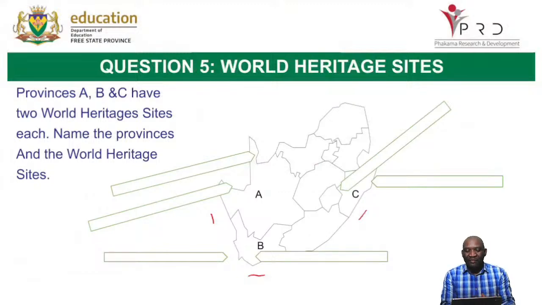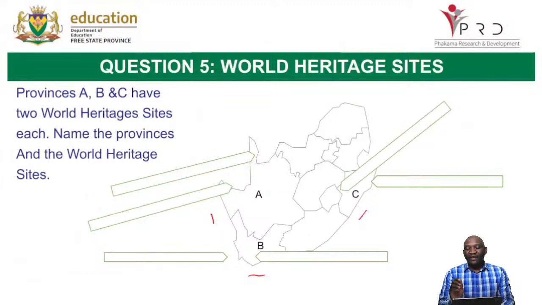If we're able to remember these 6 heritage sites, including the location as well, it will be easier for us to actually remember the remaining 4 sites which are World Heritage Sites. Now, we need to find out the names of the 3 provinces, and we also need to find out which World Heritage Sites are found in these places.